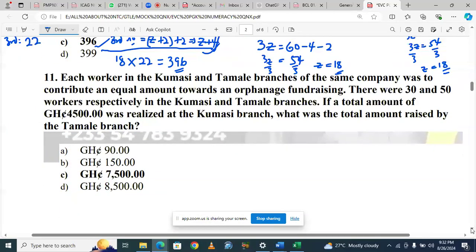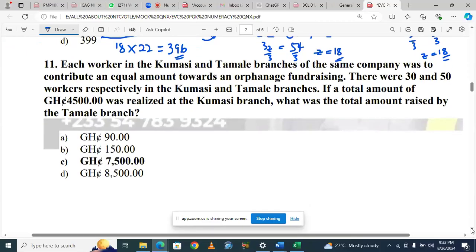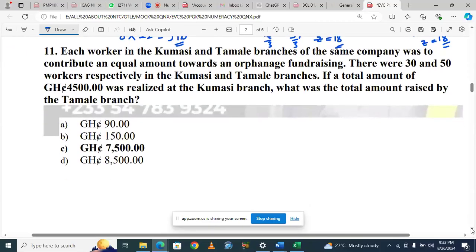Now, question 11 is quite similar to the one we solved earlier. So I will leave it for you to try that, and I solve it. Let's try. Should you do the 11 as well, or you do it yourself? You try, that's fine.